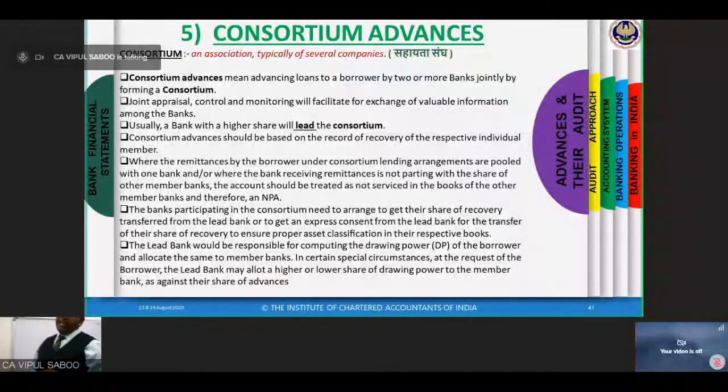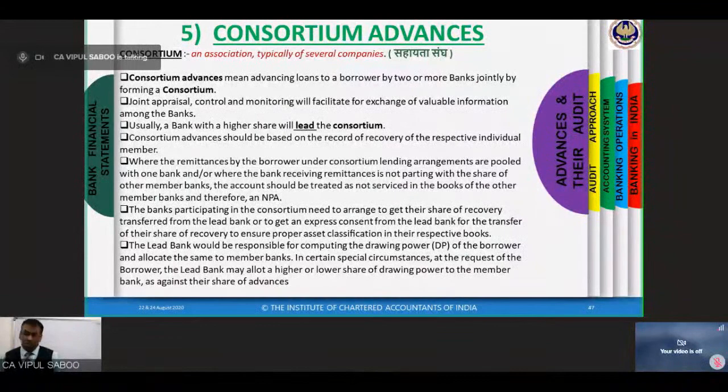There is Bank 1, Bank 2, Bank 3, Bank 4. 4 banks have formed a consortium to give a big amount of loan to a particular borrower. So Bank 1 has given 50% and the other 3 have given their respective shares, 10, 20, 20. Right? So Bank 1 is the lead bank, but when it receives the income, suppose you have pooled the income with Bank 1, the facility will be enjoyed from Bank 1, this will be borne by all the banks. Interest income will be enjoyed by all the banks.